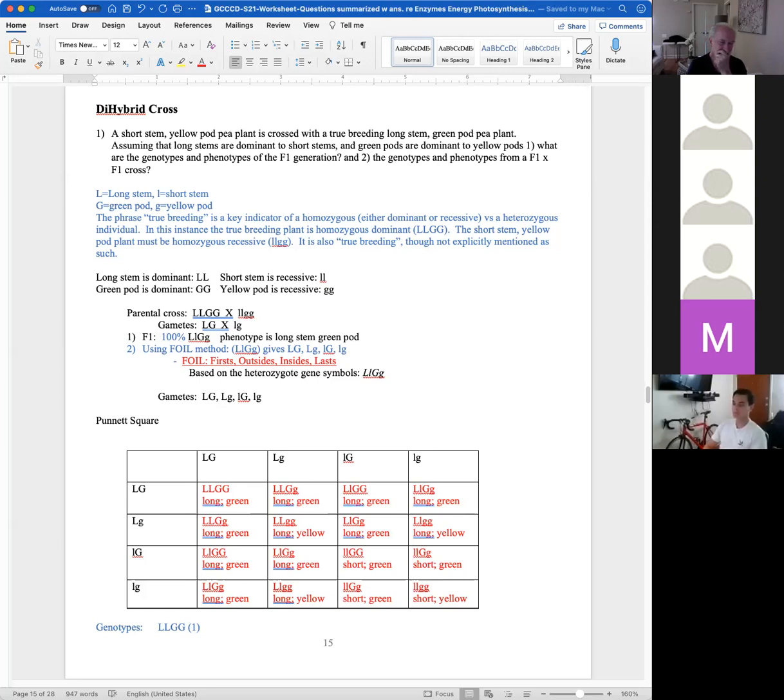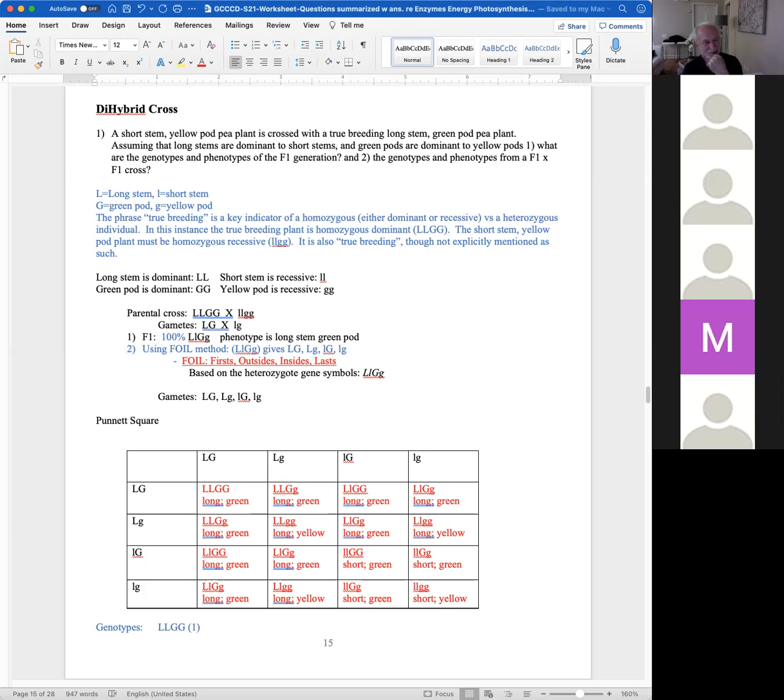Does everybody understand how to get to that point so far? And more importantly, who doesn't understand how to get to that point so far? Because if you can't get to this point, you're going to have a real job ahead of you trying to figure out the rest of it. Okay, so no one's speaking up, so we're going to assume that people can get to this point.